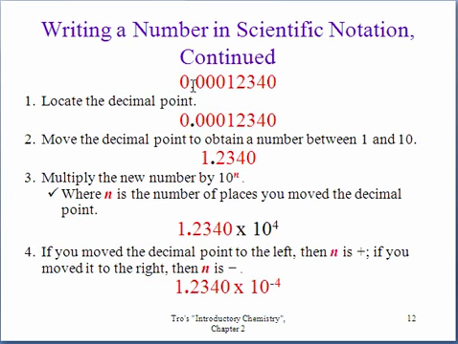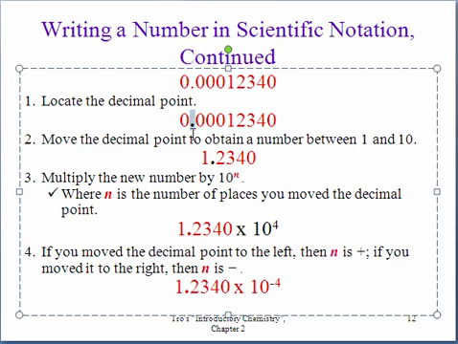Let's look at doing this for a value that's less than 1. Here, our decimal point is expressly written. We have to move it 1, 2, 3, 4 places. We stop as soon as we have one number to the left of our decimal point. We moved our decimal point 4 places, but our original value is less than 1, so it's negative. Or you can think of it that you had to move your decimal point to the right, and so therefore it's negative.